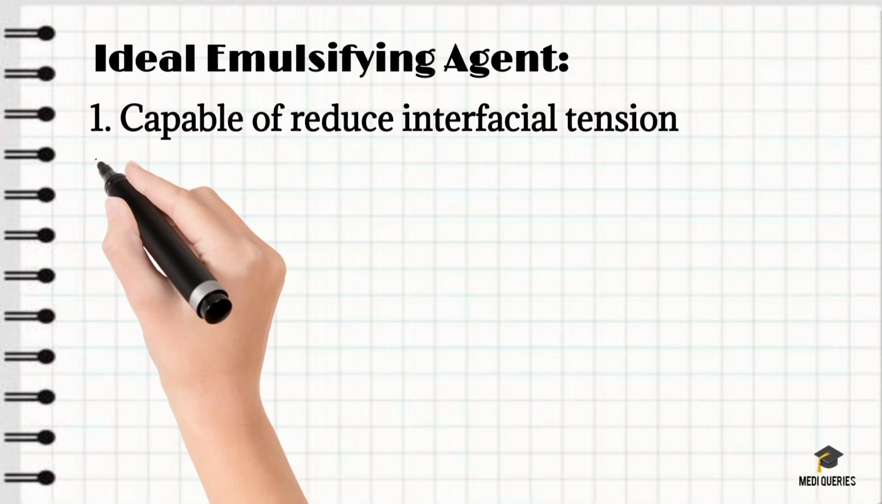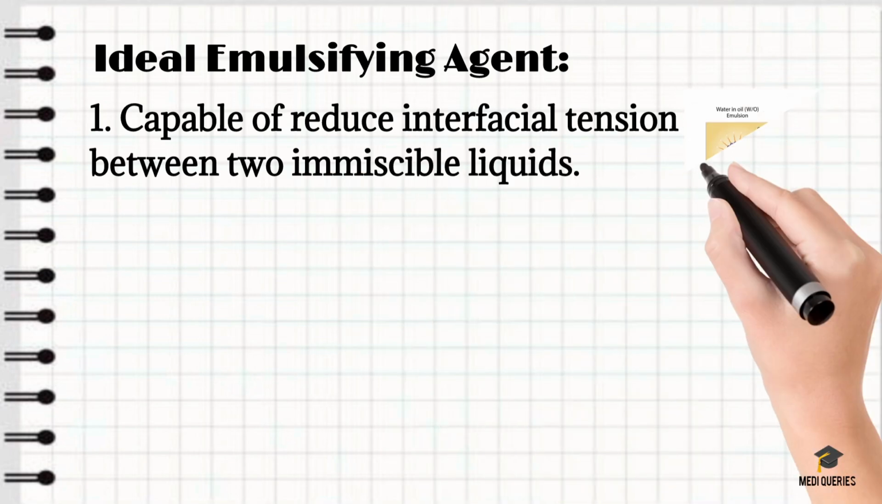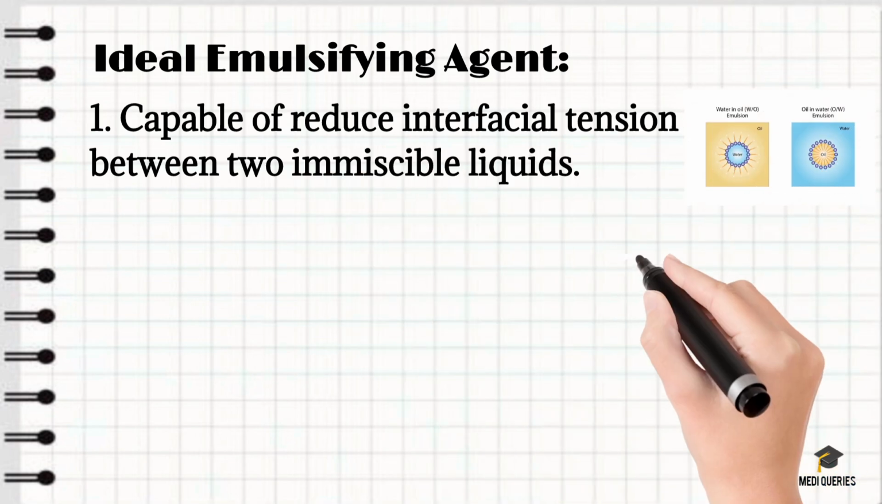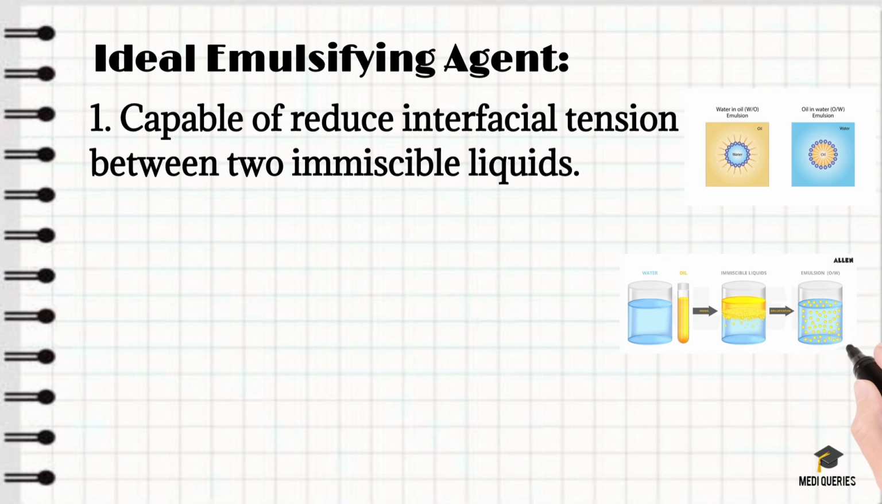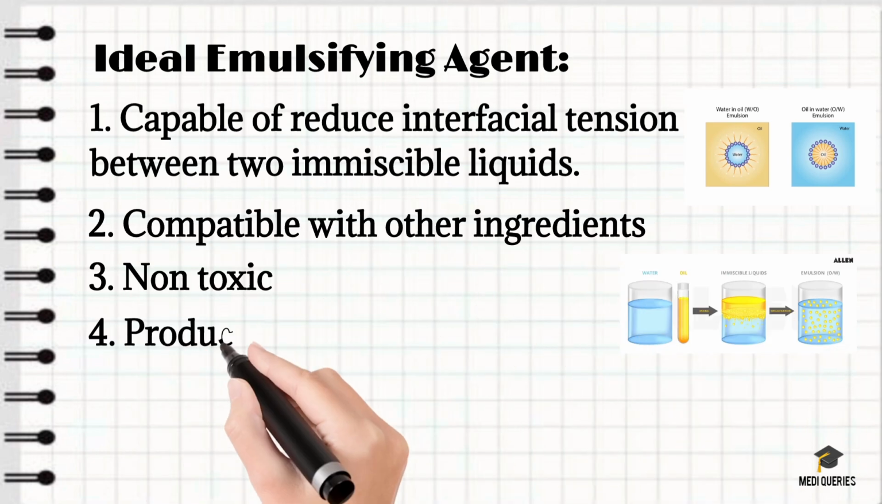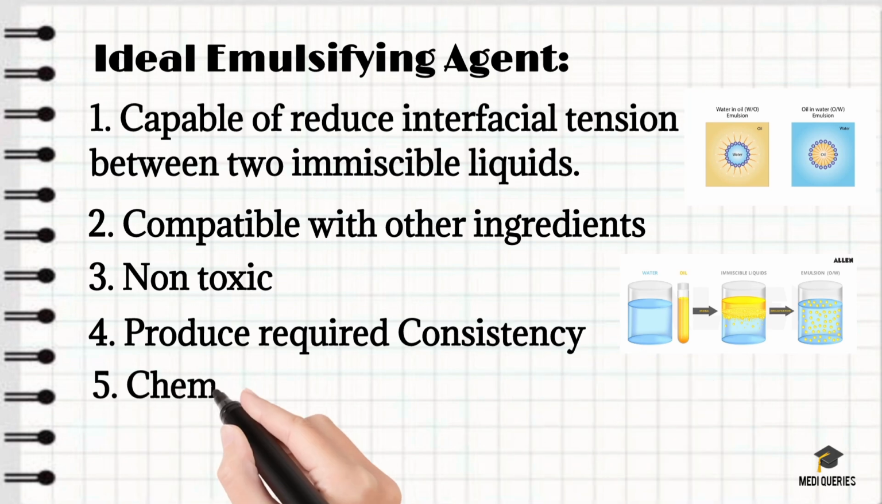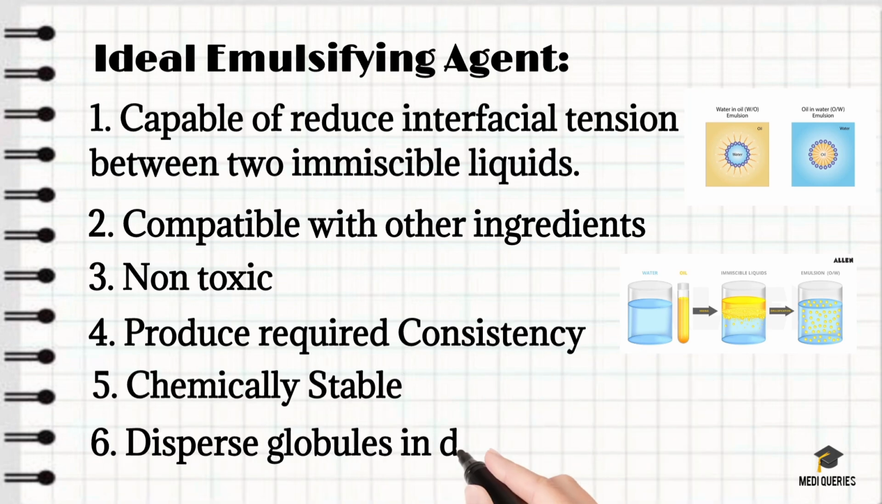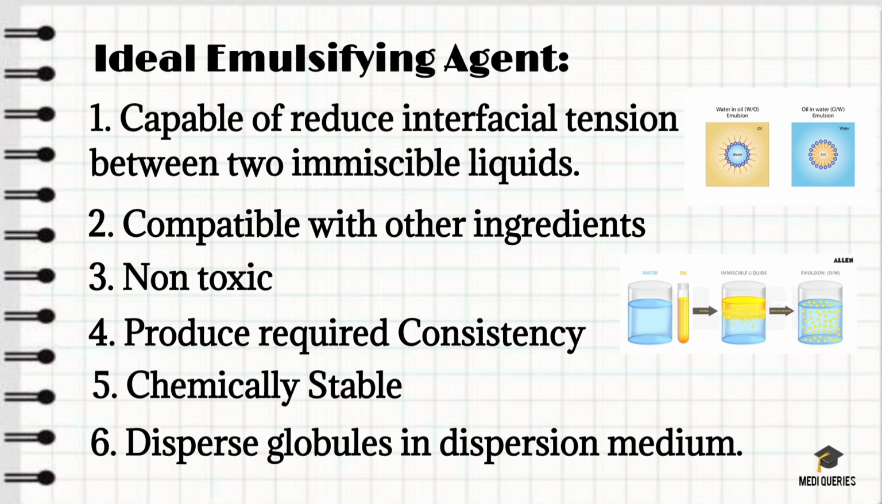An ideal emulsifying agent should possess some properties. It should be capable of reducing the interfacial tension between the two immiscible phases, which is the main property required. It should be compatible with other ingredients of the preparation, and it should be non-toxic. It should be capable of producing and maintaining the required consistency of the emulsion, and it should be chemically stable. It should keep the globules of the dispersed liquid distributed indefinitely throughout the dispersion medium.